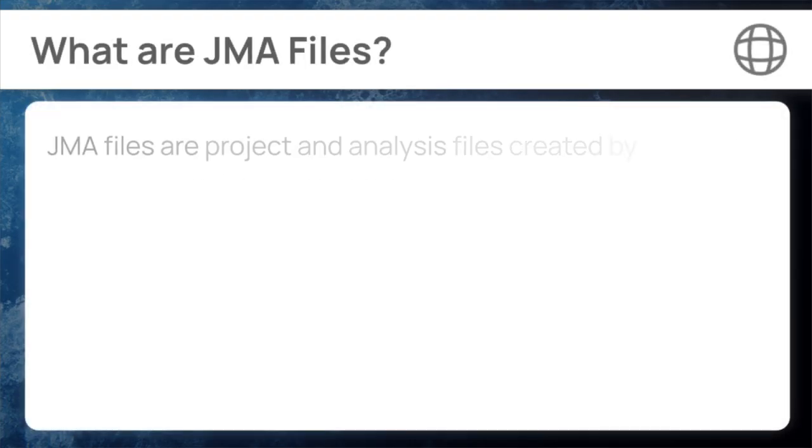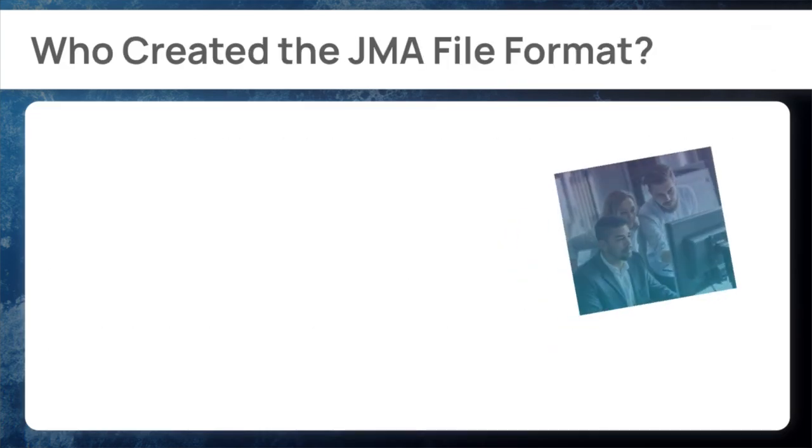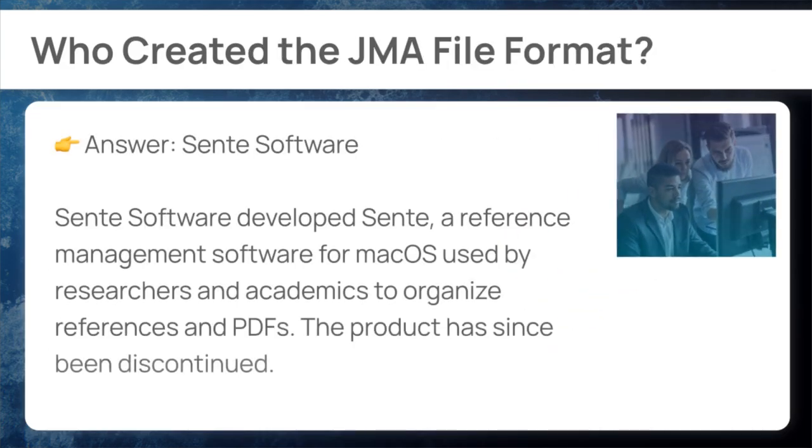JMA files are project and analysis files created by JMatPro, software developed by Sente Software, for materials property simulation. They contain alloy compositions, phase diagram data, thermophysical properties, and simulation results for metals and alloys used in metallurgy research and industrial materials engineering applications.